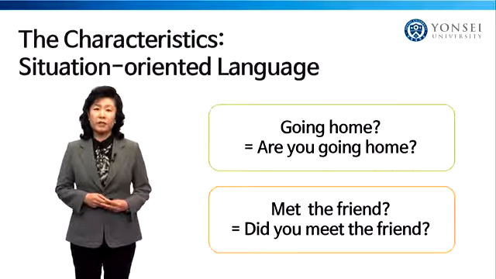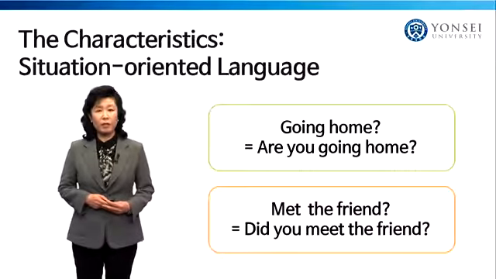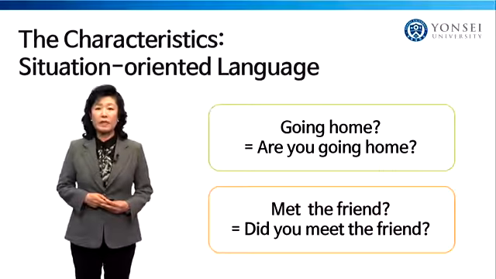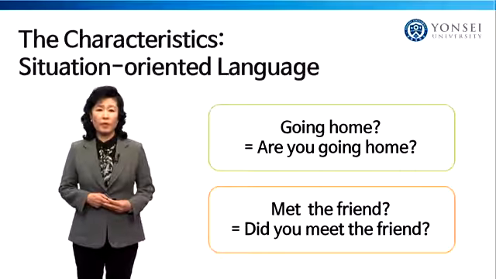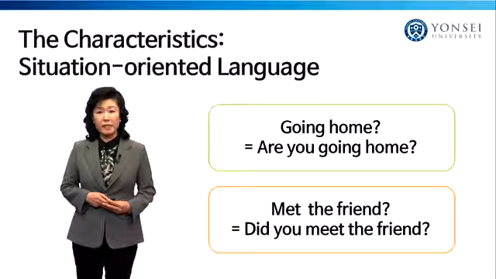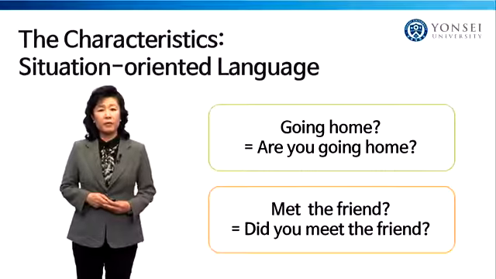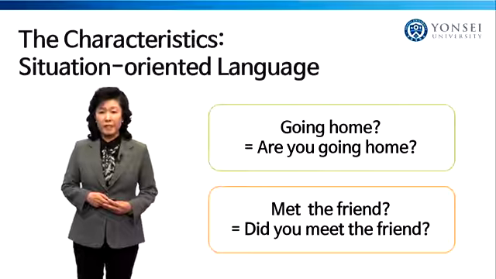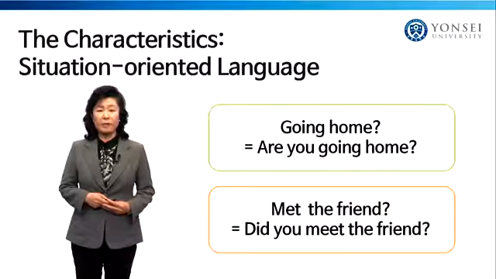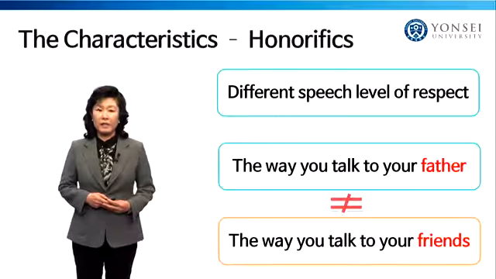Another characteristic of the Korean language is that it is a situation-oriented language. This means that in specific contexts or situations, certain components, such as the subject of a sentence, can be omitted. For example, going home means, are you going home? In Korean, when you ask, did you meet the friend? You can skip you and simply say, met a friend?